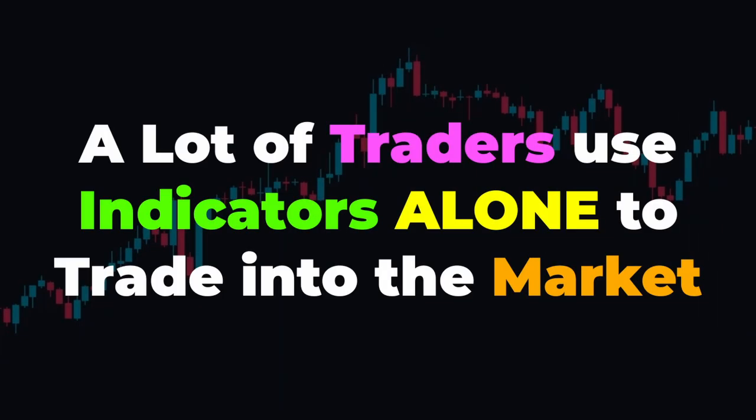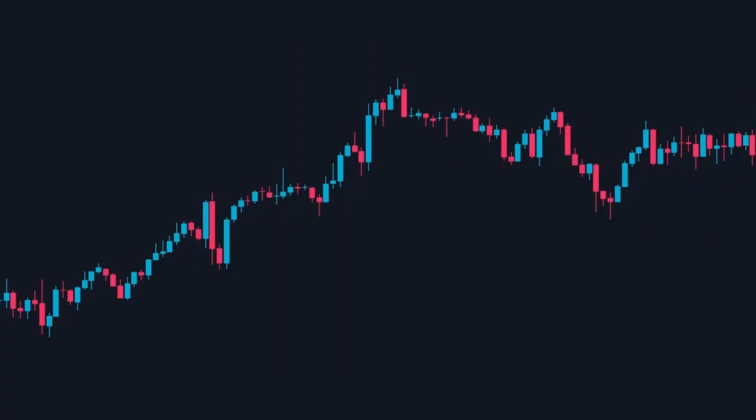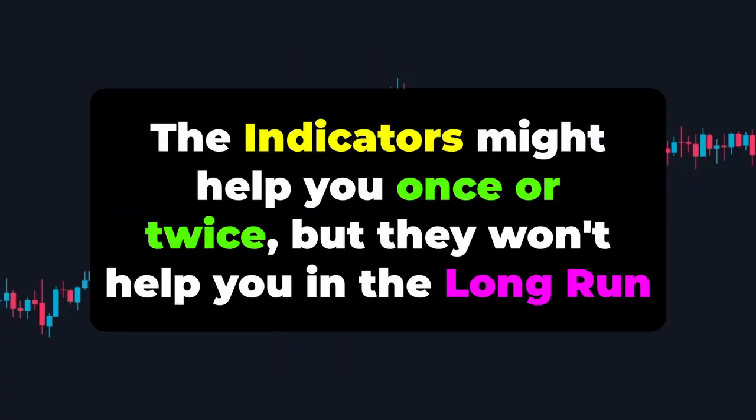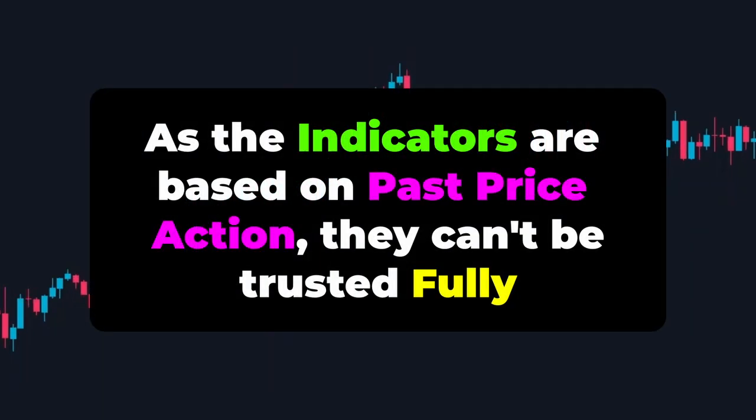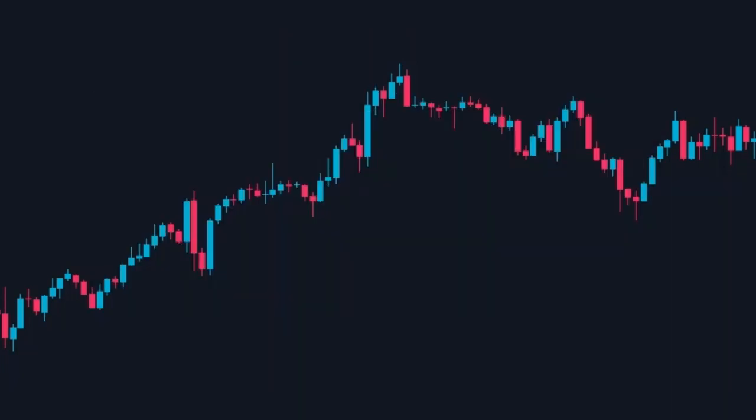A lot of traders use indicators alone to trade in the market. Now here is where they make a mistake. The indicators might help you once or twice, but they won't help you in the long run. Since indicators are based on past price action, they cannot be trusted fully. The market does not repeat its action each and every time.